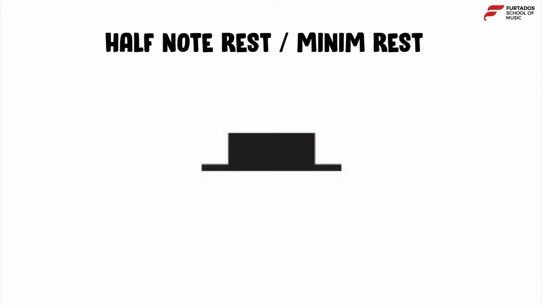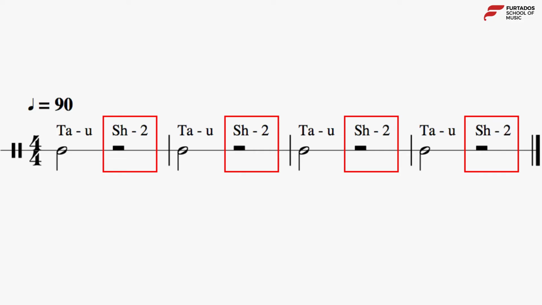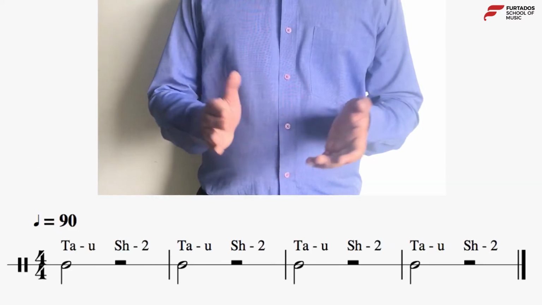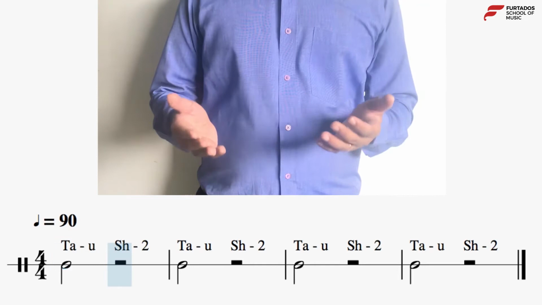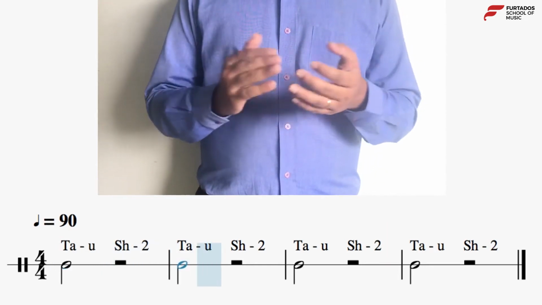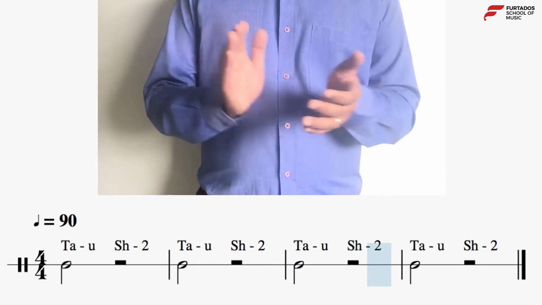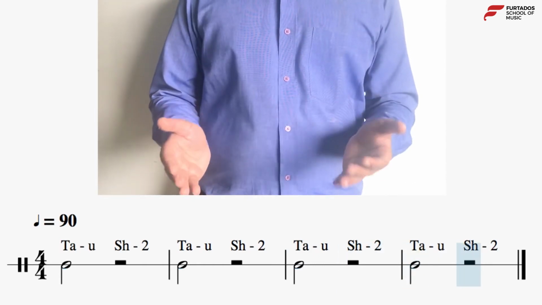Great! Now, this is a half note or a minim rest, which indicates there will be two beats of silence in the music. We will say shh, two for this. So, listen carefully. Ready, steady, ready, listen. Ta, ooh, shh, two. Ta, ooh, shh, two.